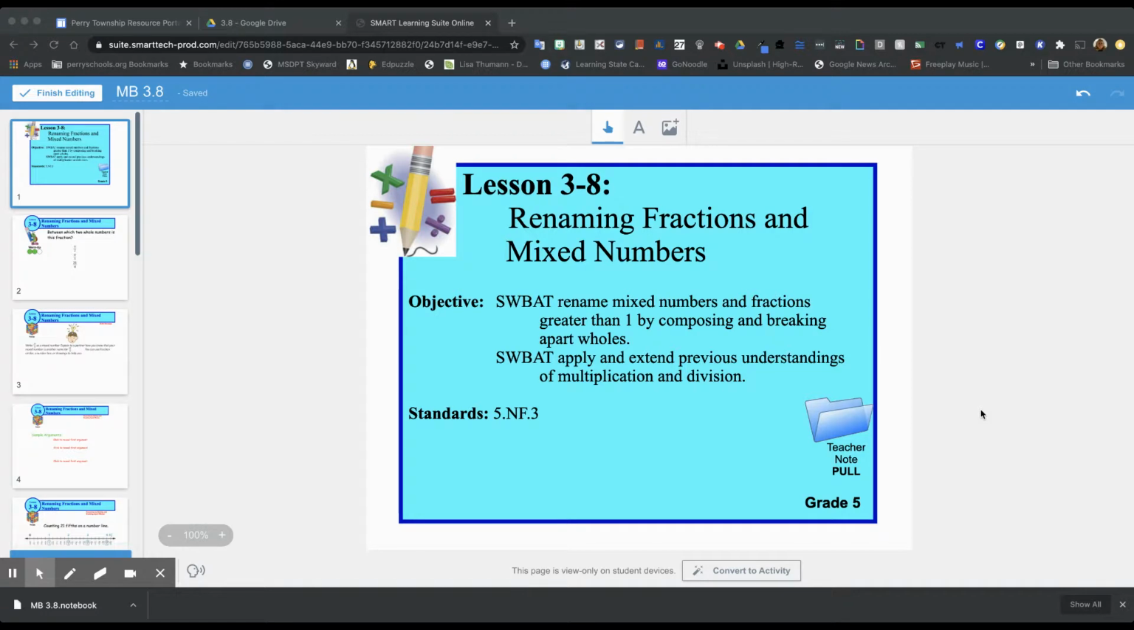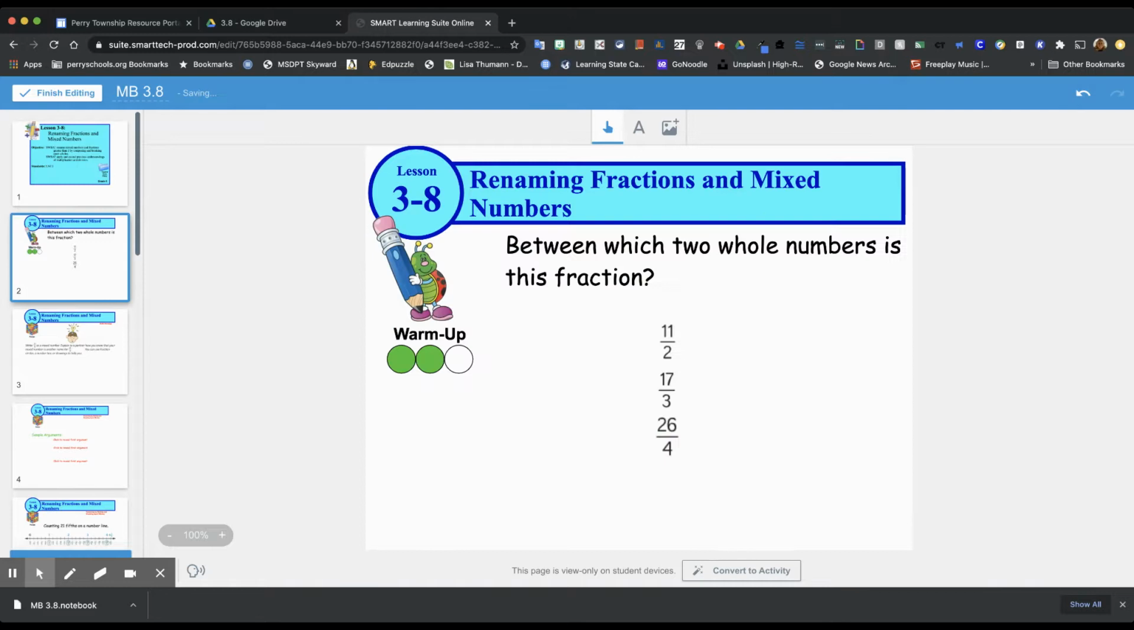Now, looking at the first objective, I want you to pay attention to, we're going to be creating mixed numbers and fractions by composing and breaking apart. So composing is putting together, and then breaking apart could also be said as decomposing. As usual, start off with a little warm up.